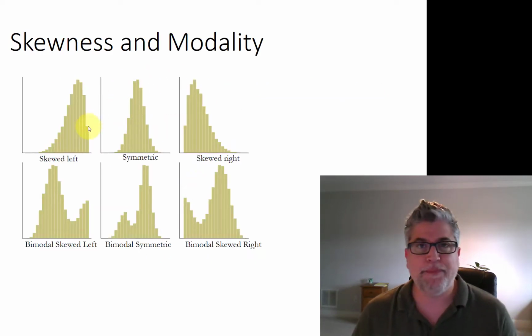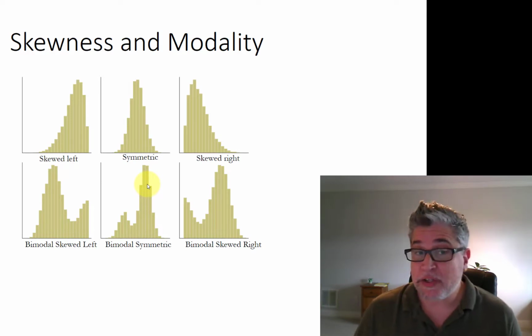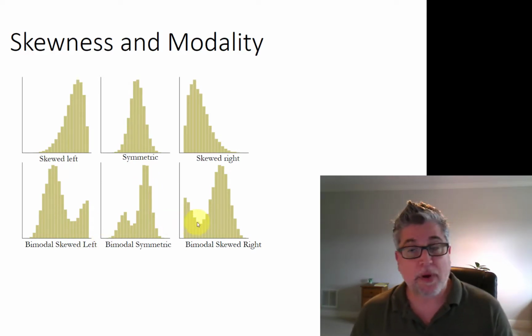These three on the top, they have one very well-defined, most frequently occurring value. Right? So each of these three on the top are unimodal. Now, not all distributions have one mode. These guys here in the bottom are bimodal.